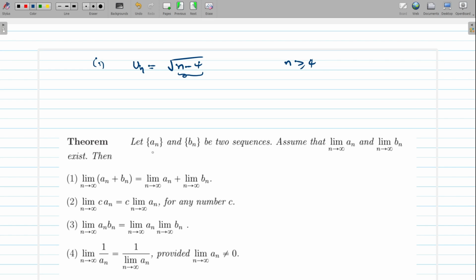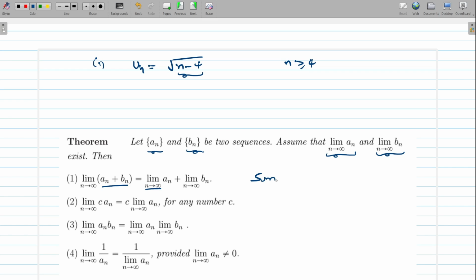Let's say we give ourselves two sequences, a sub n and b sub n, and we make the assumption that the limit of the sequence a sub n exists, and the limit of the sequence b sub n exists. What would be the limit of the sum of the two sequences? Here we're saying that the limit of the sum is the sum of the limits of the individual sequences. So here we have the limit as n goes to infinity of a sub n plus the limit as n goes to infinity of b sub n.